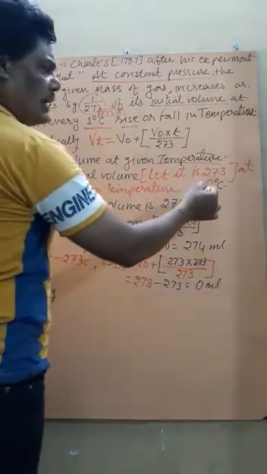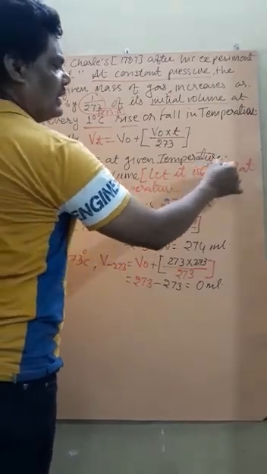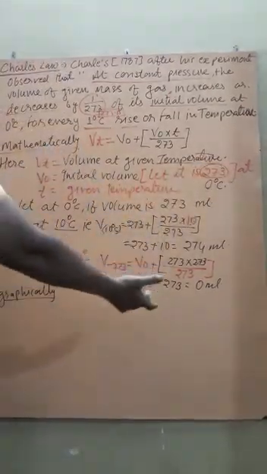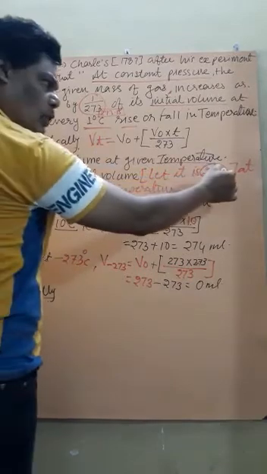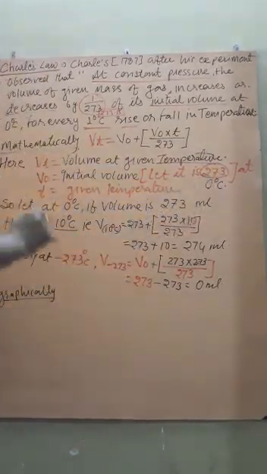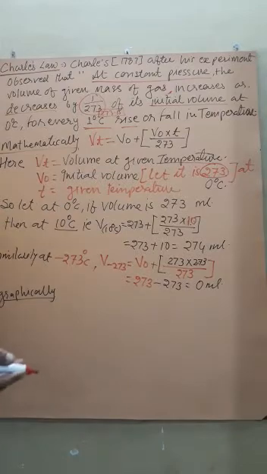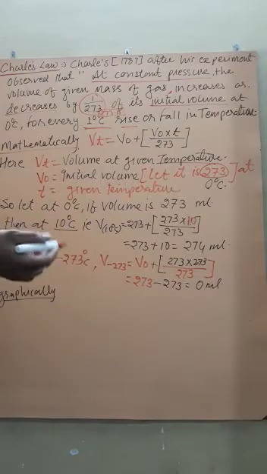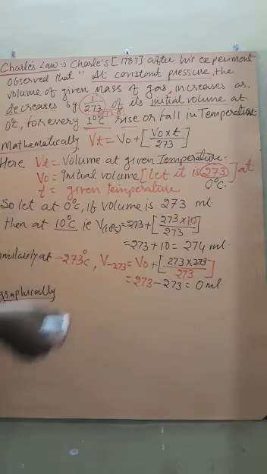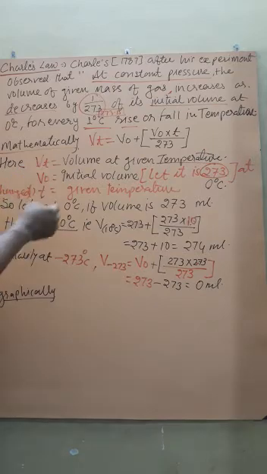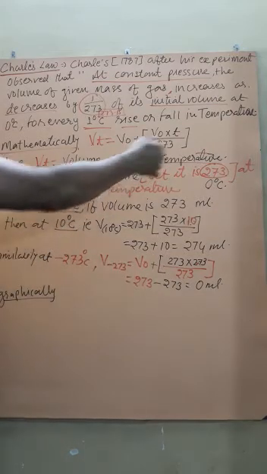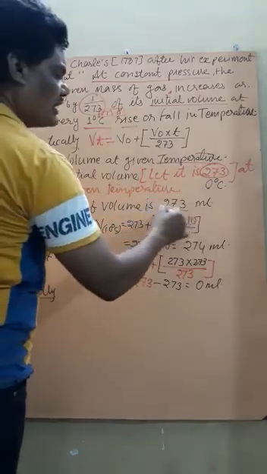Suppose the initial volume at 0 degree Celsius is 273. To solve the question we are taking an imaginary volume at 0 degree Celsius, and T is the given temperature. That is, at a given temperature, what will be its volume. If the temperature is changed, you can call it the changed temperature. So at the changed temperature, what will be its volume? So suppose at 0 degree Celsius, as we already mentioned here, the volume is 273 ml.